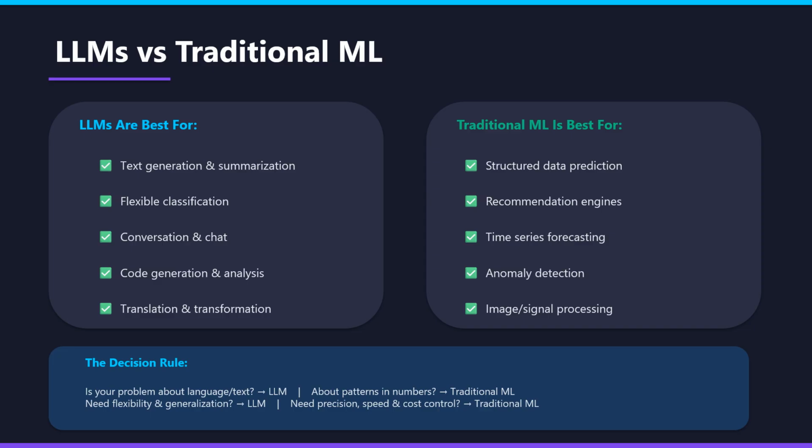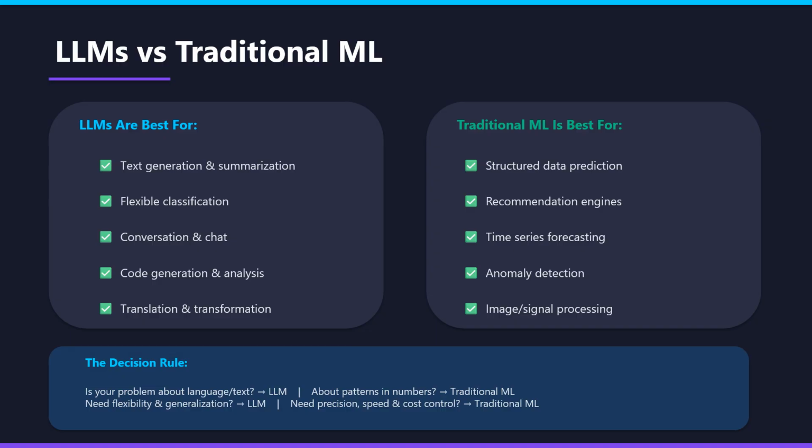So, important reality check: LLMs are not always the right tool. Sometimes traditional machine learning is better, cheaper, and more reliable, right? So, here is how to decide. In the left column, LLMs are the best for text generation and summarization, flexible classification, conversation and chat, code generation and analysis, translation and transformation, basically anything involving natural language.